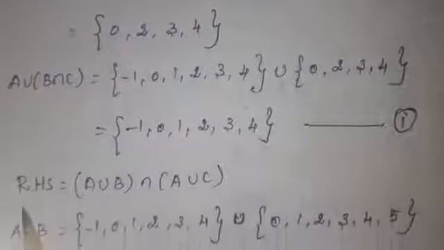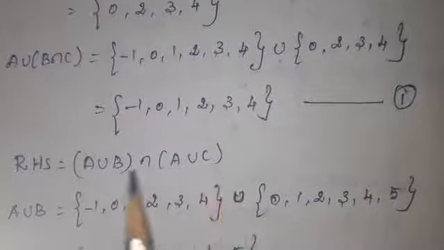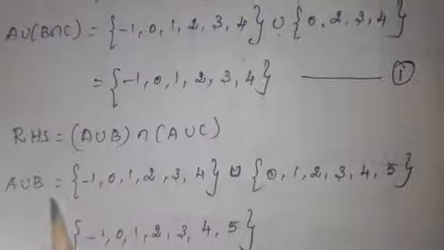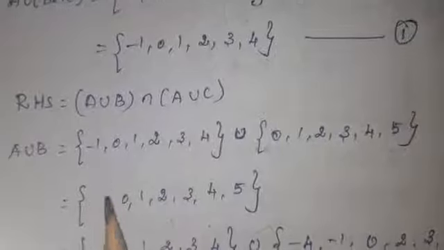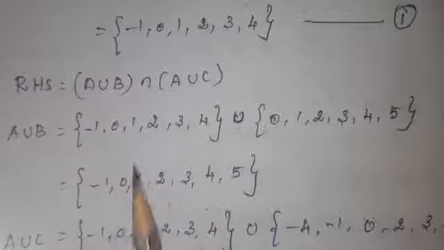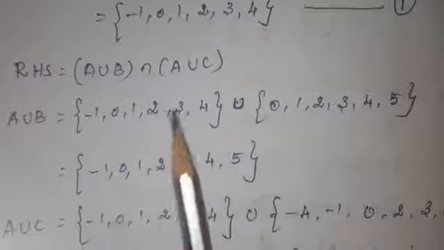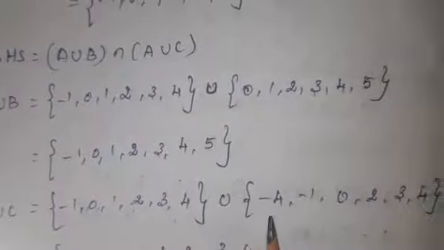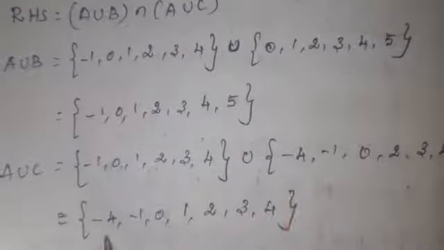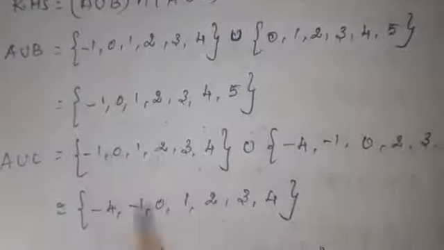Next, I am taking the RHS. The RHS side is this one: A union B intersection A union C. First you should find inside the bracket. A union B is equal to A set union B set. For both you should take the union. The answer is minus 1, 0, 1, 2, 3, 4, and here 5 is there, so 5 is included. Next I am finding A union C, which is equal to A set union C set. For both you should take the union. The lowest number is minus 4, then minus 1, 0, 1, 2, 3, 4. This is A union C.